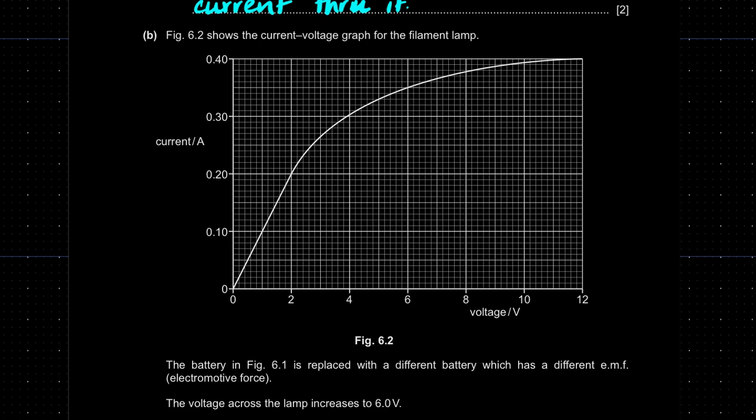Next one, part B. 6.2 shows the current-voltage graph for the filament lamp. As we expect, since the resistance increases, remember that the graph curves towards the voltage axis. Because for the resistance to increase, if I just write out the formula here, the voltage must increase faster than the current.